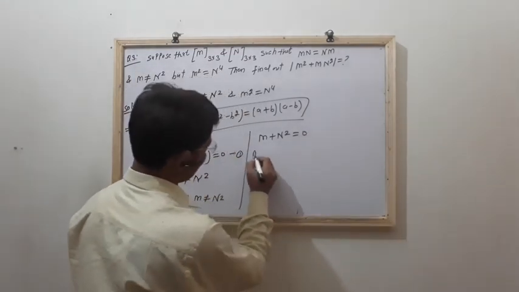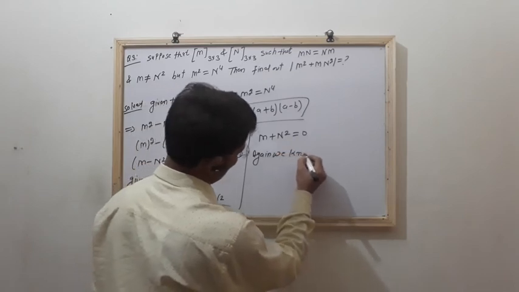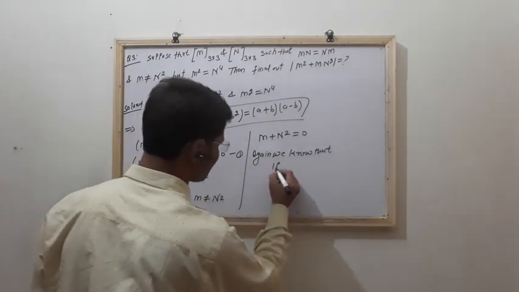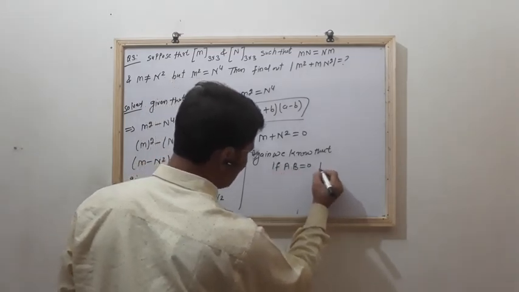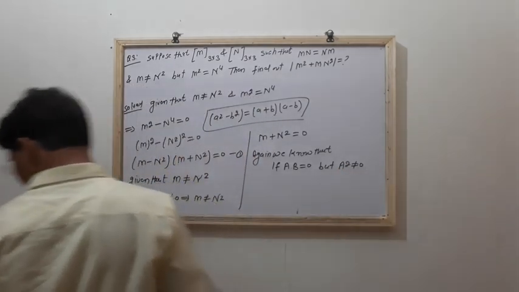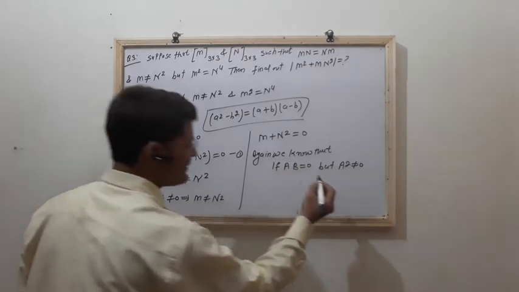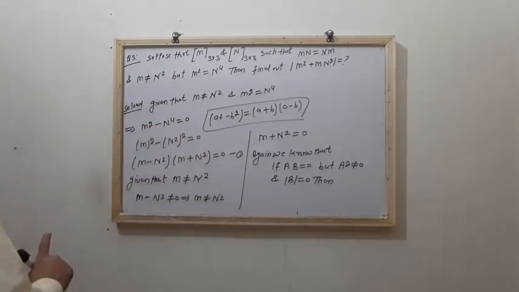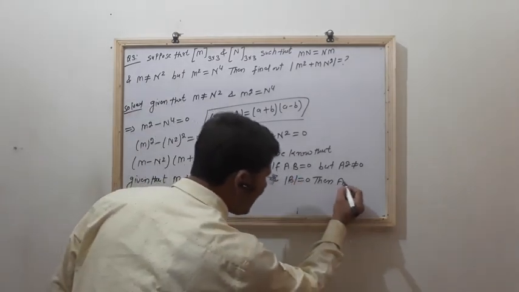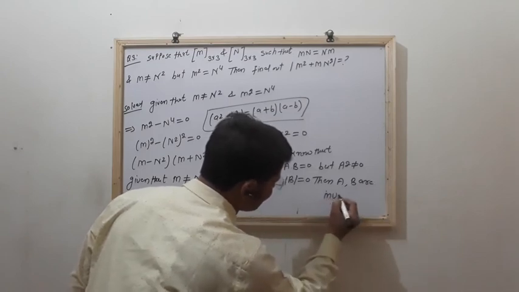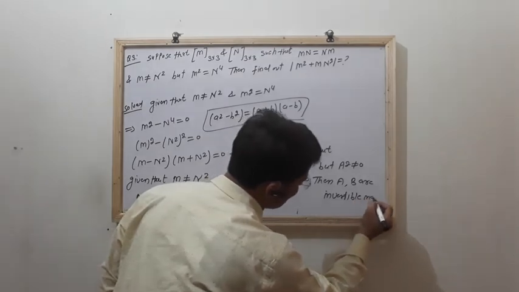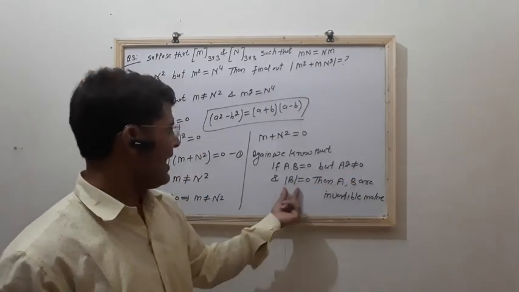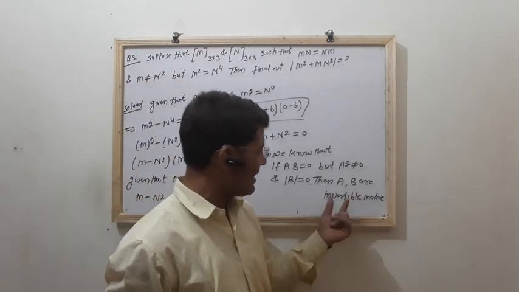Again, we know that if A into B is equal to 0, but A square is not equal to 0 and determinant of B is equal to 0, then A and B are invertible matrices. I am repeating, if A into B is equal to 0 but A square is not equal to 0 and determinant of B is equal to 0, then A and B are invertible.